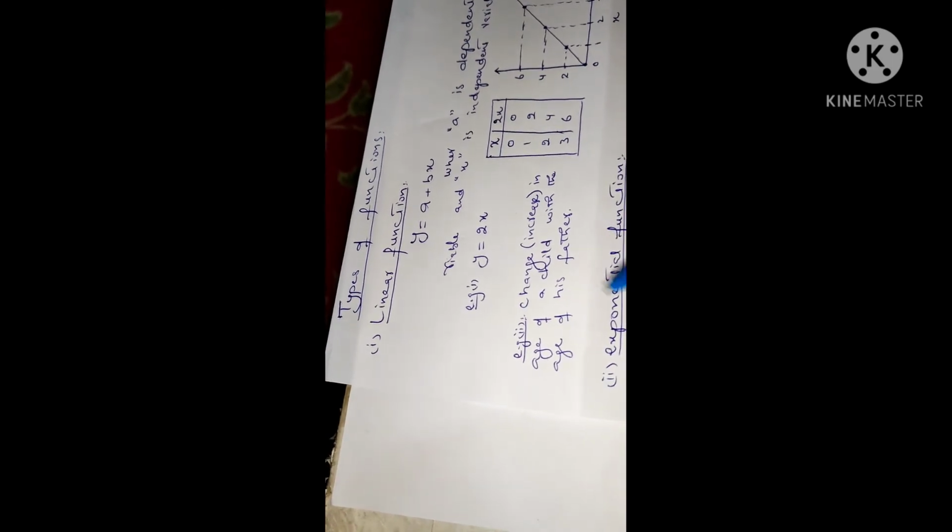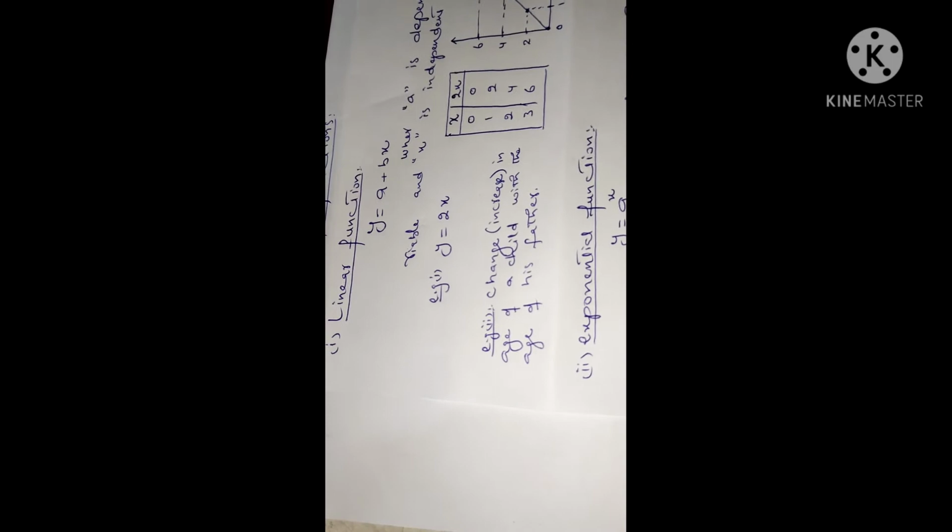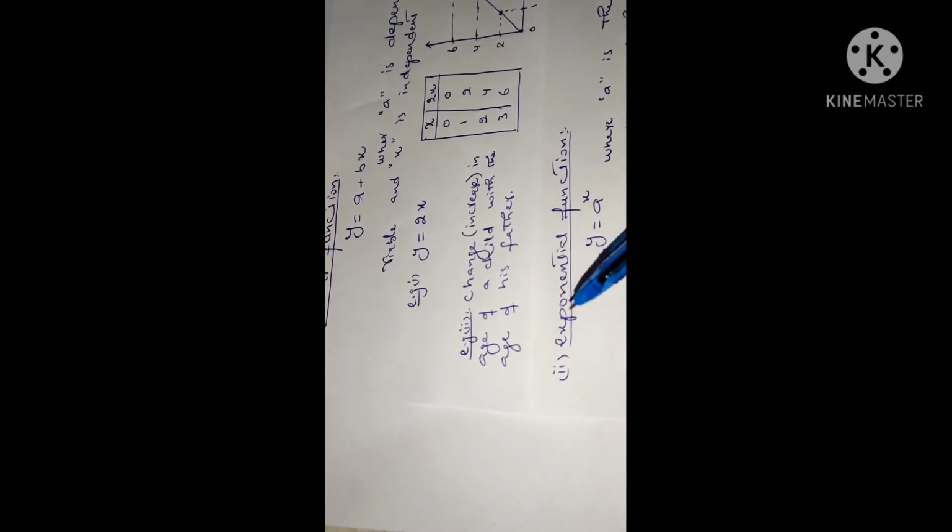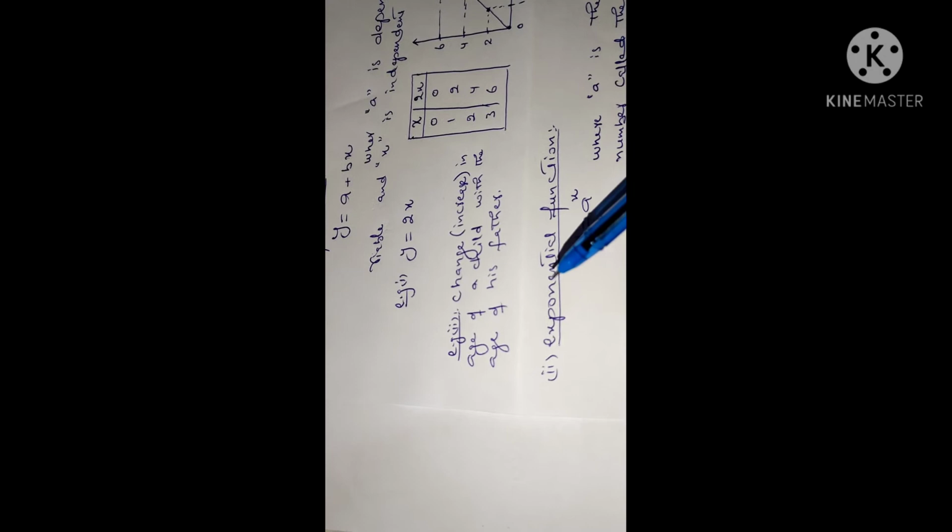For example, if we say child is 5 years old as now, and his father is 20 years old, then after 1 year child will be 6 years old and his father will be 21. Okay, after 5 years child will be 10 years old and his father will be 25 years old. So we say that this situation is an example of linear function.